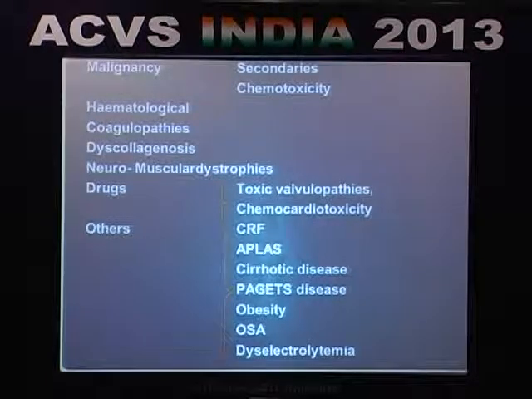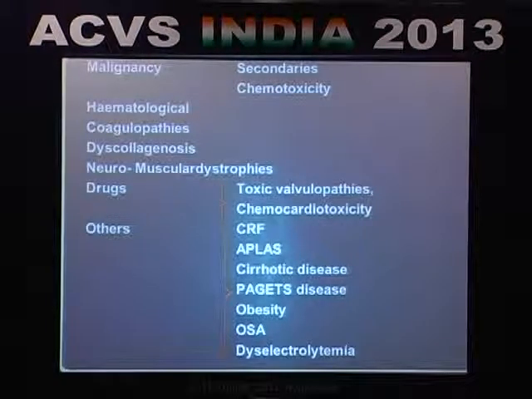valvulopathies. So ergot derivatives, anorectic drugs which we use, and anti-Parkinsonian drugs can lead to valvular heart disease. It's a new group of valvular disease which may be produced by drugs. So they are called toxic valvulopathies.